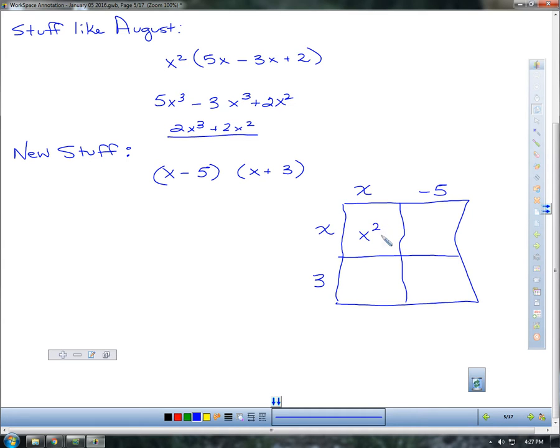That's x squared. X times negative 5, that's negative 5x. 3 times x, well, that's 3x. 3 times negative 15 is wrong; 3 times negative 5 is negative 15. Now, if you are diagonal in this direction from each other, you are like terms. So my answer to this problem would be x squared minus 2x, because negative 5x plus 3x is negative 2x, and then subtract the 15.